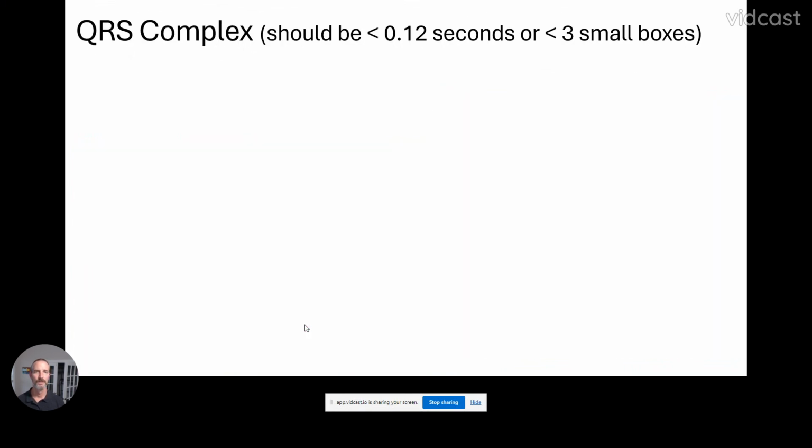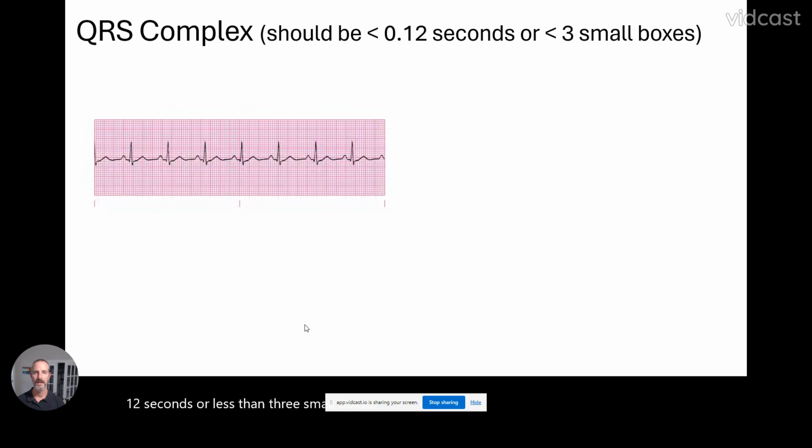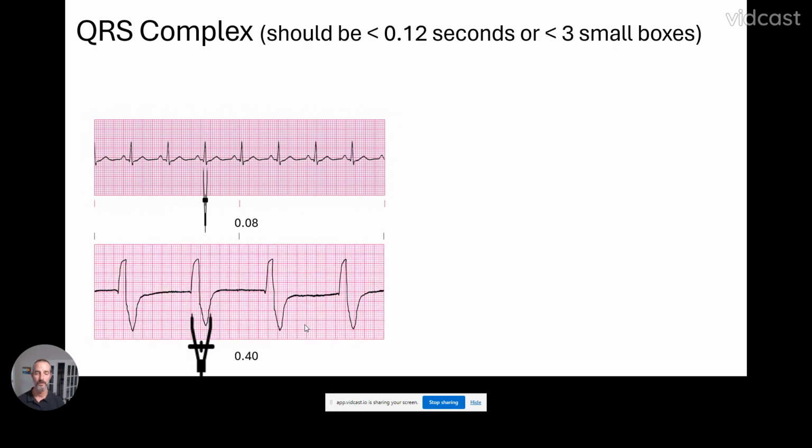Okay, so moving on to our last one, the QRS complex should be less than 0.12 seconds or less than 3 small boxes. And with this first example here, you can see we get our calipers out and it measures about 2 small boxes apart or 0.08 seconds. All right. With this one, that is a wide complex QRS, isn't it? Notice that there's no P wave before there, and that indicates that this is a ventricular in origin rhythm.